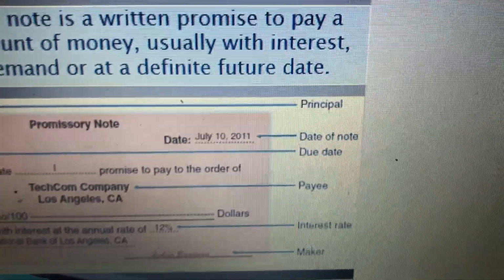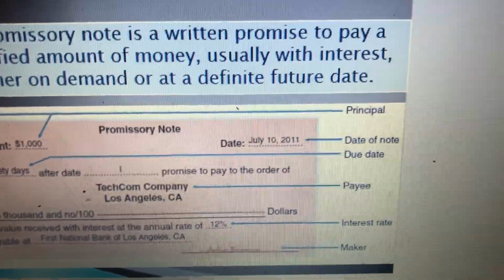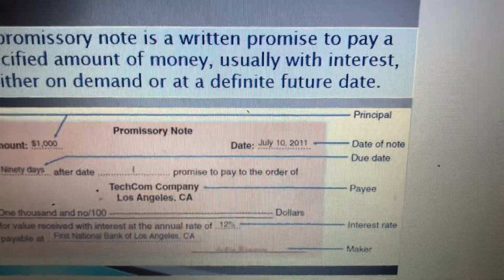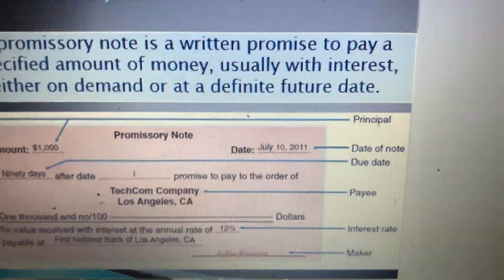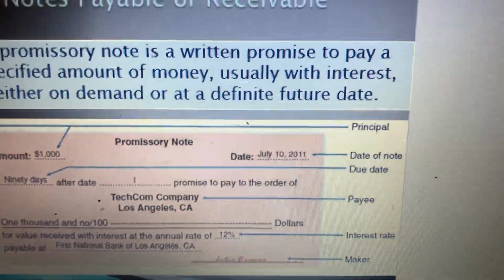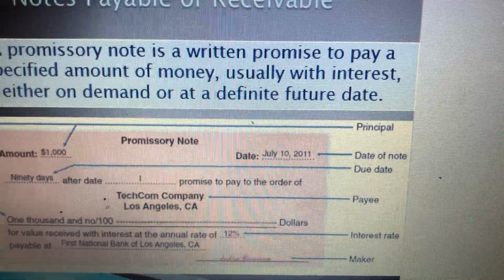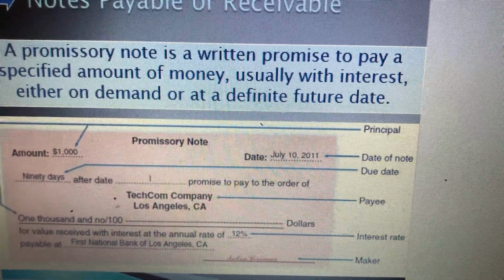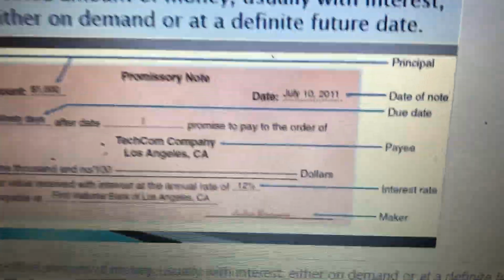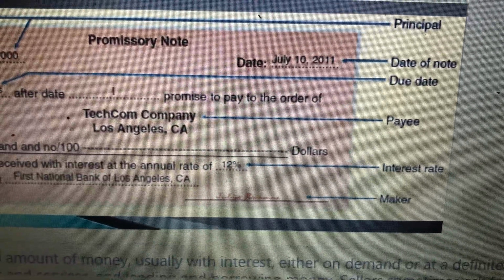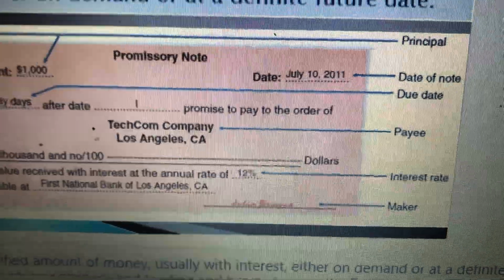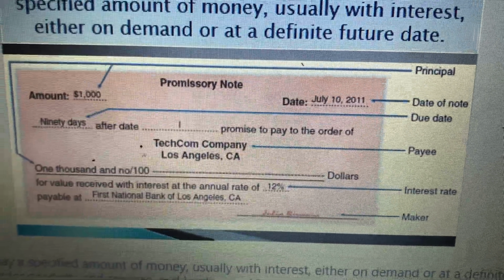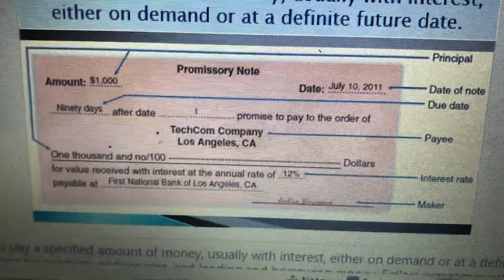Notice the terminology here. The principal amount is the amount of the loan. The payee is going to be, in this case, the person who's loaning the money, and the person borrowing the money here is the maker, Julia. Okay, now let's make the journal entries here.